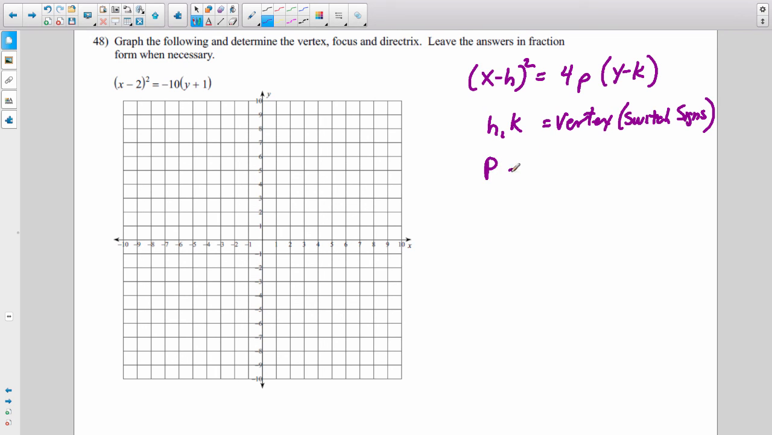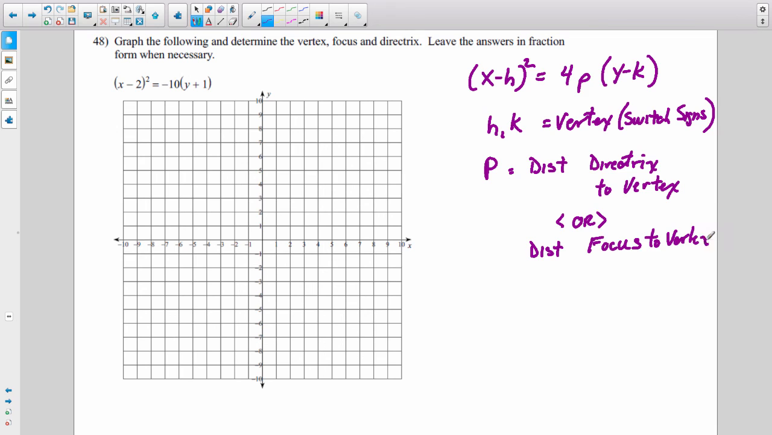P is the distance from the directrix to the vertex, or it's the distance from the focus to the vertex, or it can even be half the distance from the focus to the directrix. Okay? So a couple of things to remember.